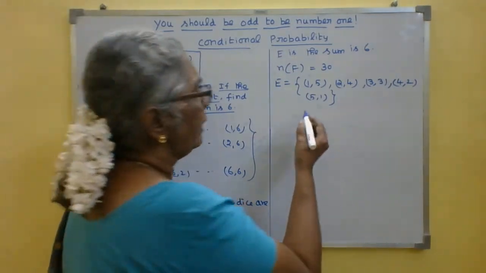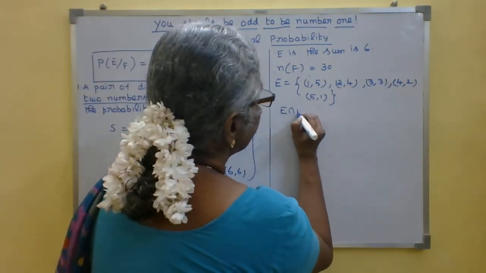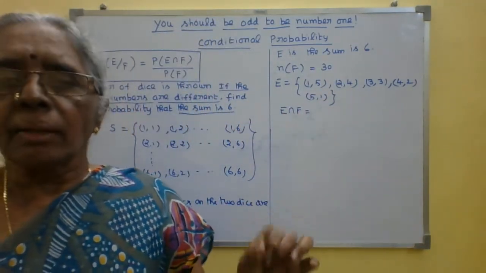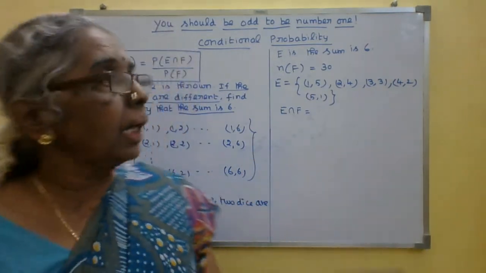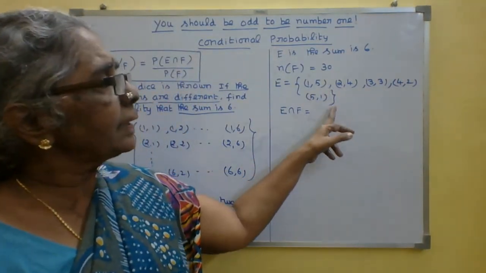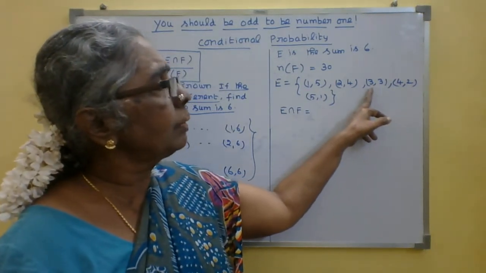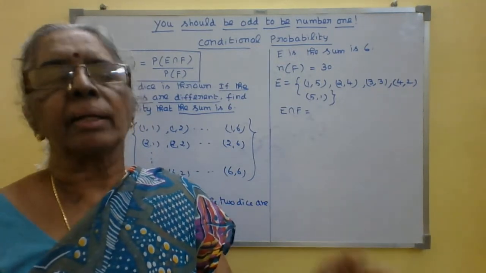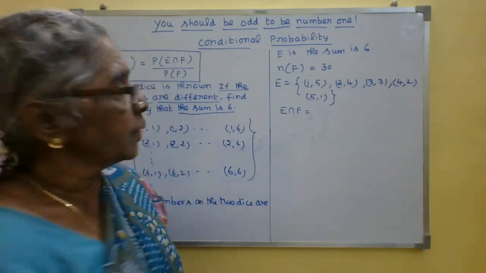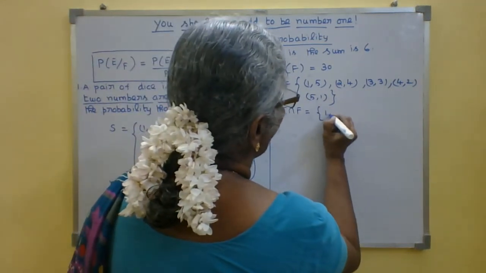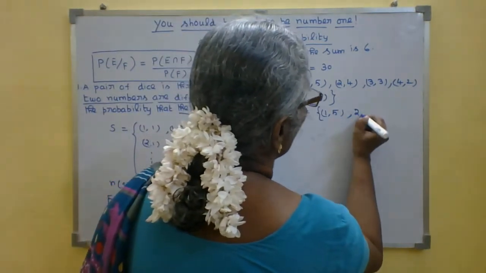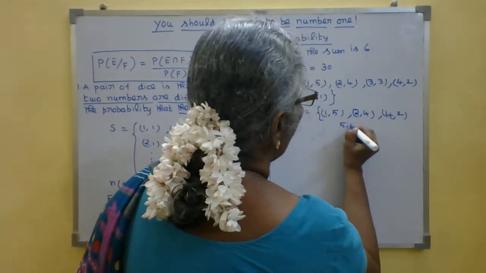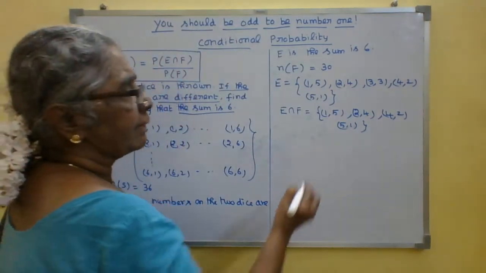Now we need what is E intersection F. The F you should only have in your mind. That is, the two numbers should be different. Now look at this E. If you look at this E, here you get a doublet. The two numbers are same. So all the other four, the two numbers are different. Definitely that will be the intersection. So I can write E intersection F as 1 comma 5, 2 comma 4, 4 comma 2, 5 comma 1. This is my E intersection F.